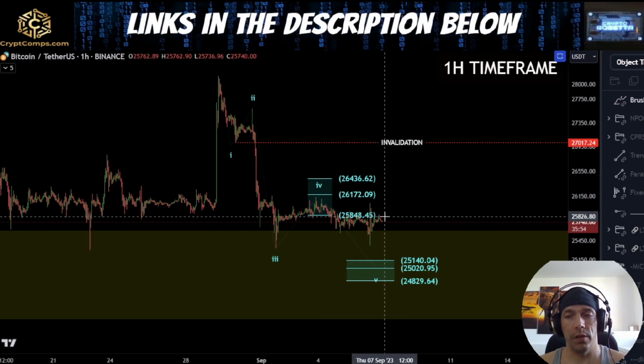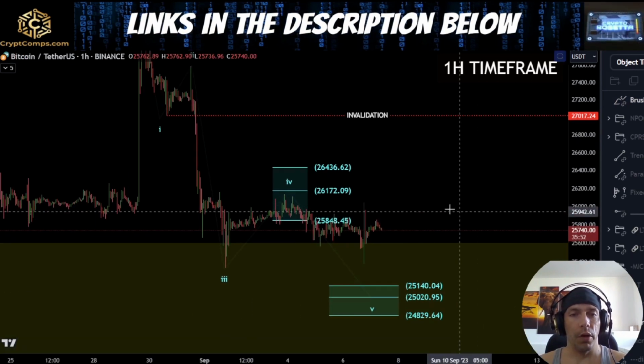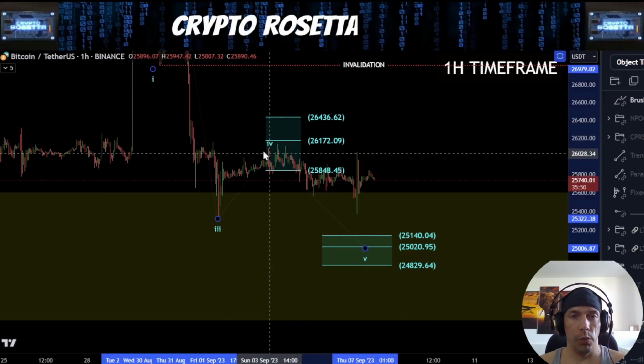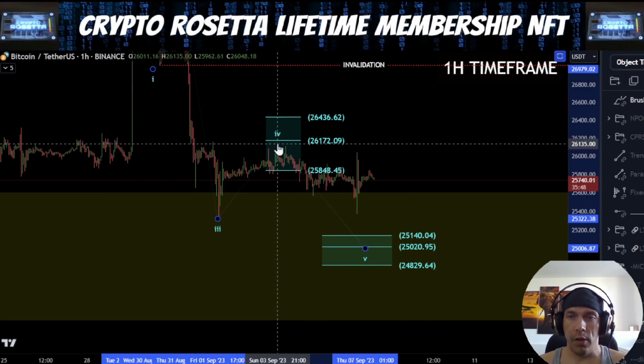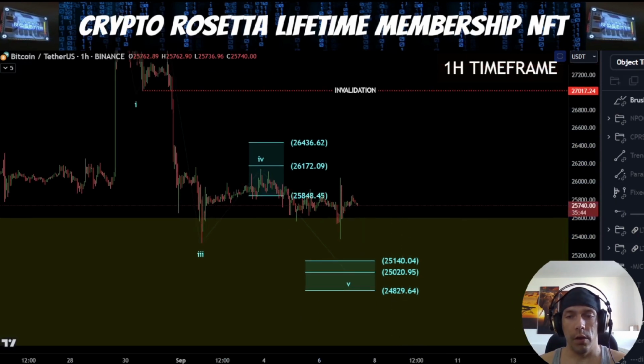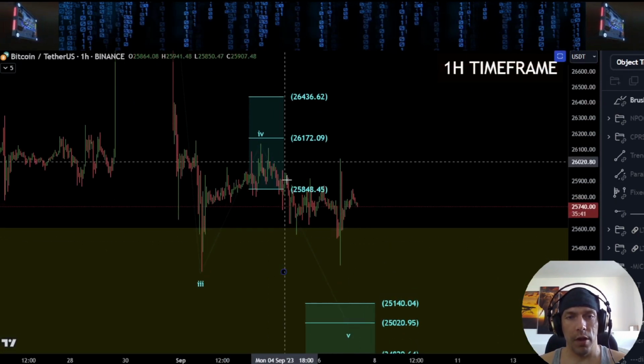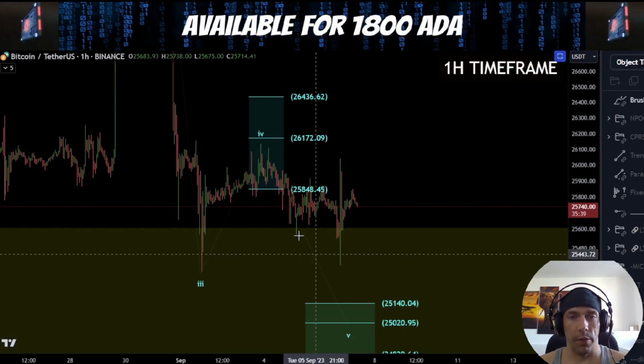So we're going to be discussing that once again in a little bit. But now, following this idea that our 4th wave is already in, invalidation of this comes by pushing back above this 26,135. Currently to the downside, we don't really have good structure for this as a 5-wave move.